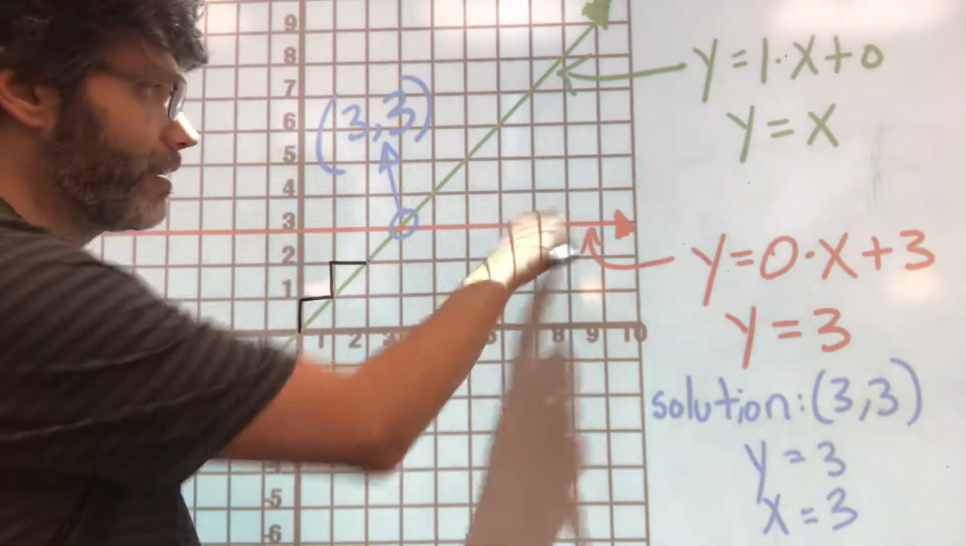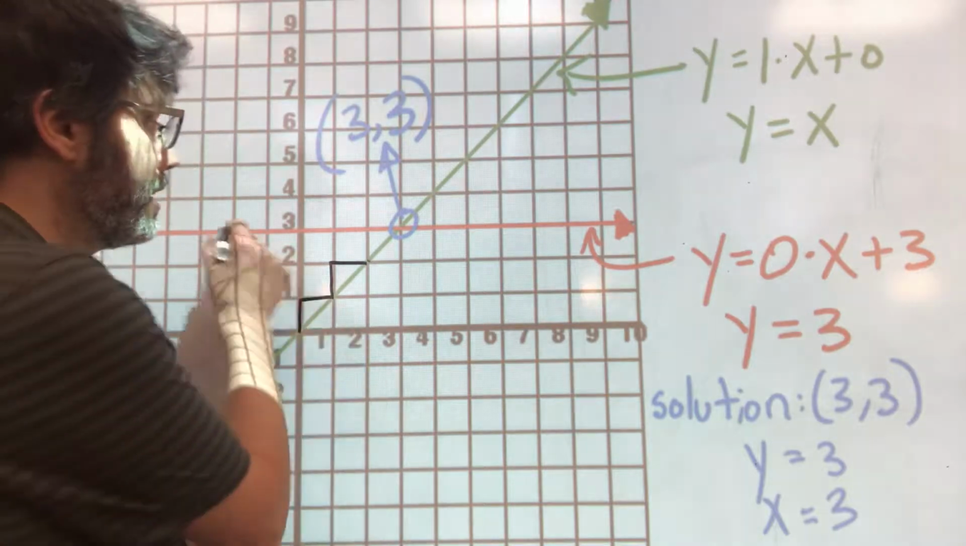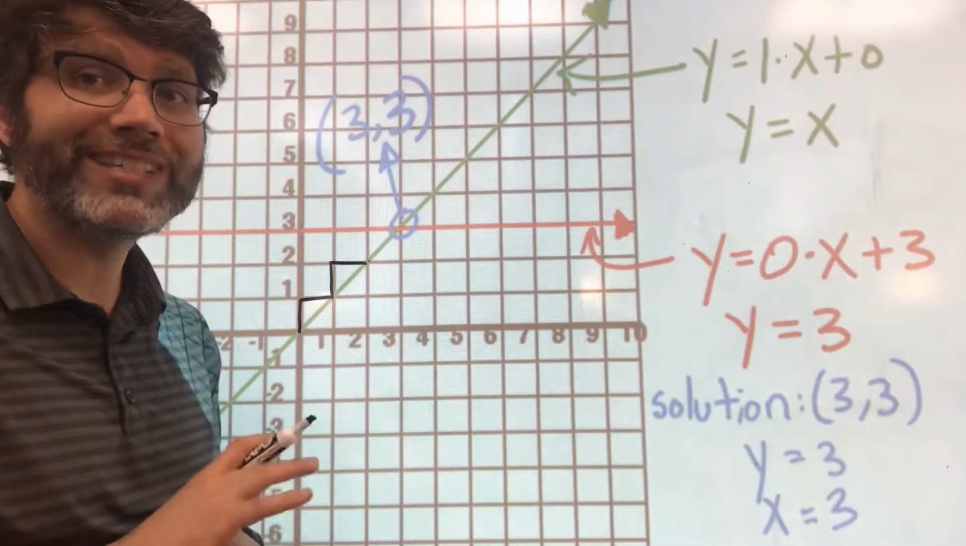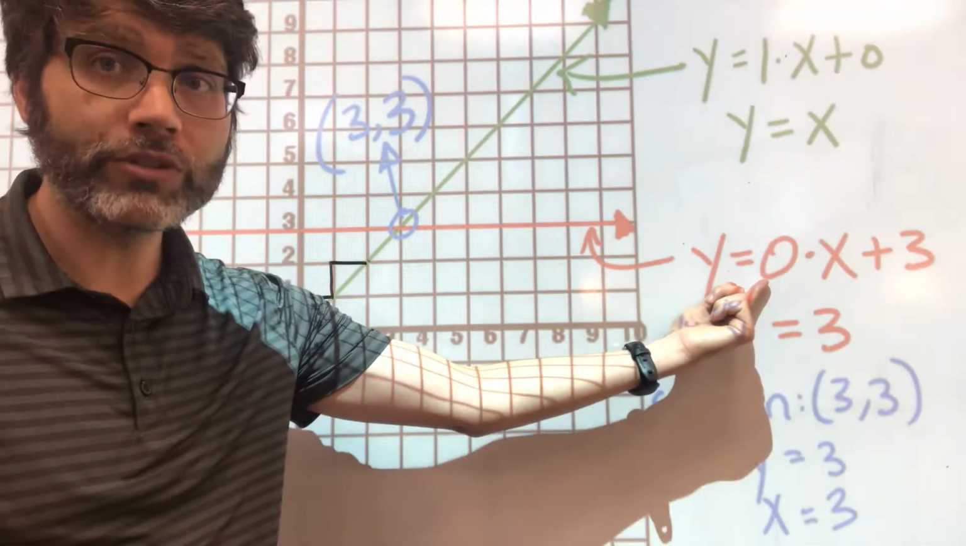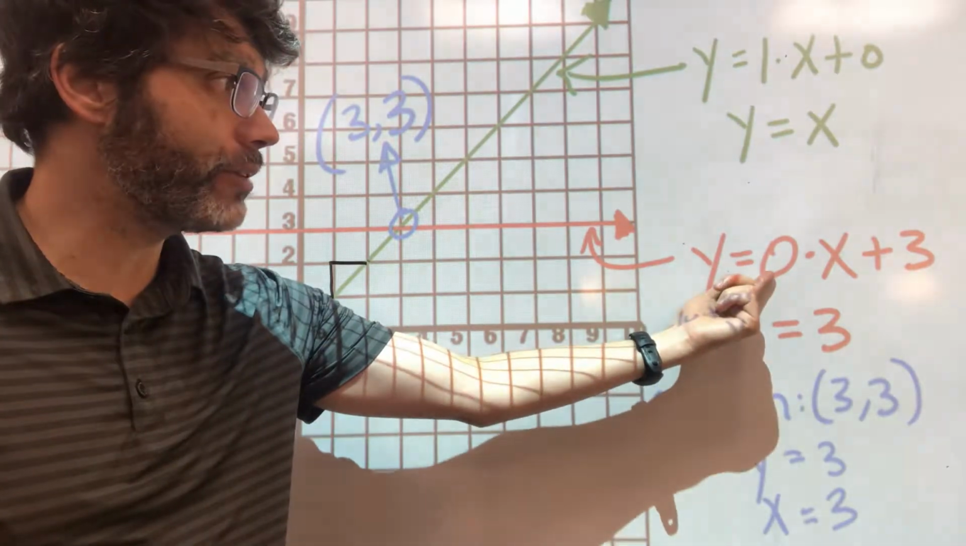Now we have this red line. What is the equation of this red line? It is completely horizontal. It is absolutely flat. Horizontal lines have slopes of 0. So their slope is going to be m equals 0. So where the m is in y equals mx plus b, we're going to put a 0.